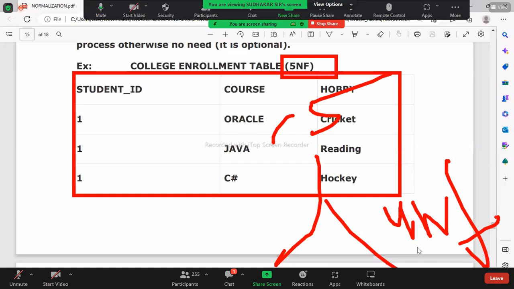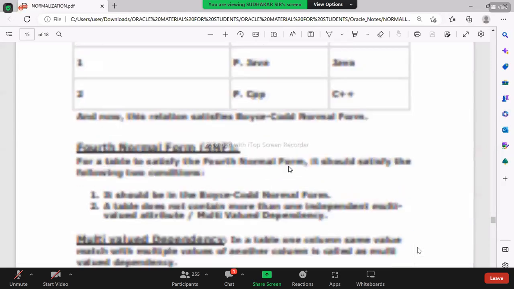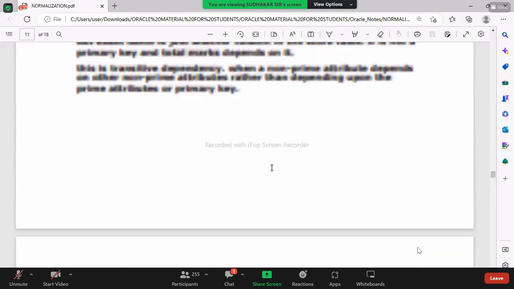Without checking, 5 is enough. With checking, 4 is enough. That's why these two normalizations are used in real time. People do not prefer the others much; they will take the lighter ones. Okay? Right. So these are the total 5 normalization techniques, guys.